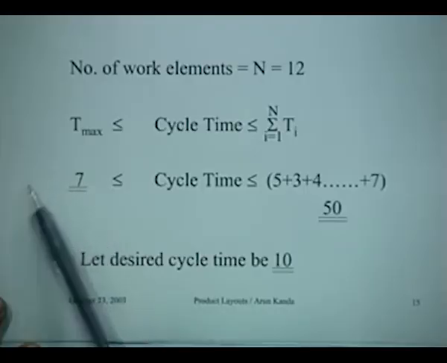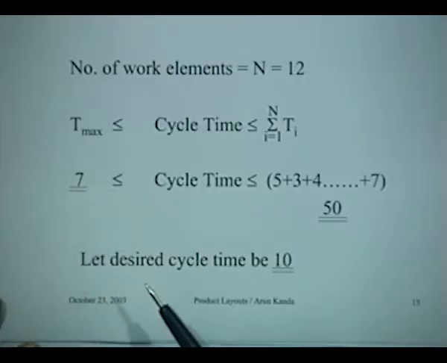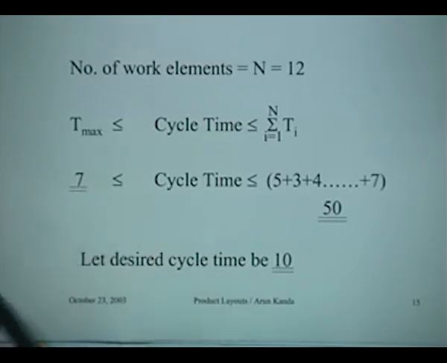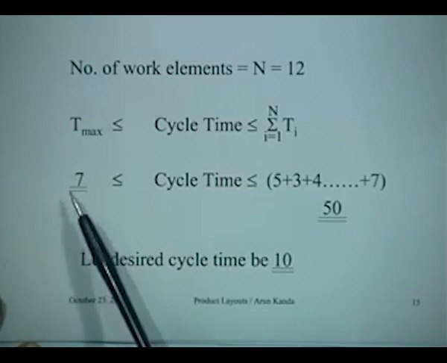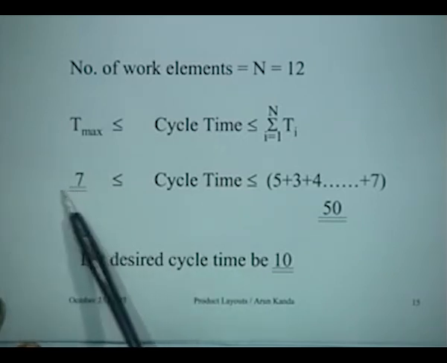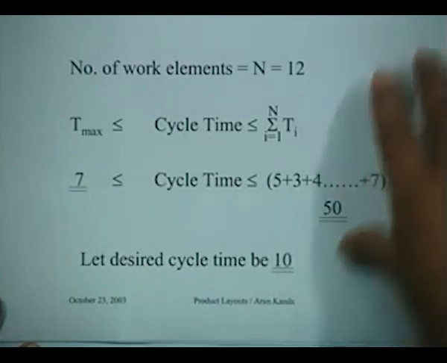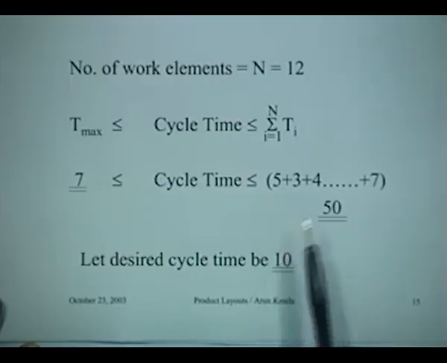So you don't need it here. On the other hand, if your cycle time is less than 7, what are you going to do? Suppose my demand is such that I need a cycle time of 5 or 3. So on this side you need multiple lines, in this range you have one line, and beyond this you don't need any assembly line. So it gives you a clear idea as to when you need how many lines. So let's take for this example a situation where the desired cycle time is 10. So this is now feasible. It should be between 7 and 50.